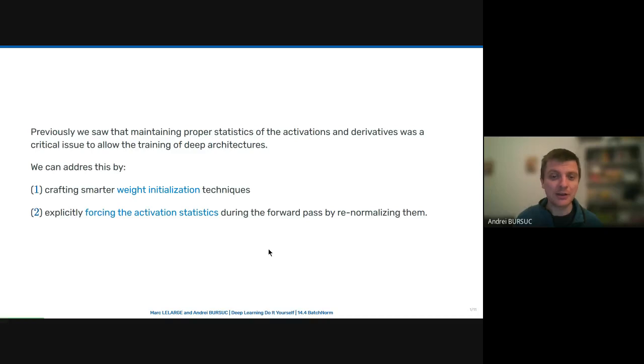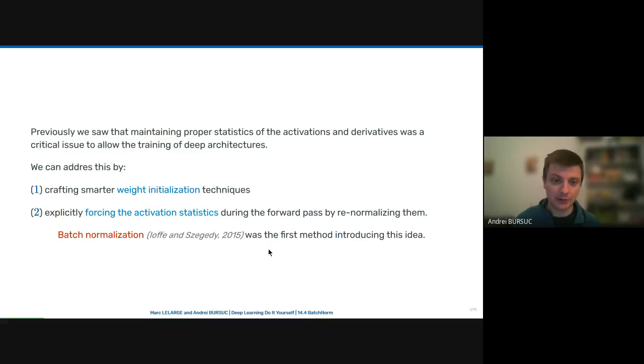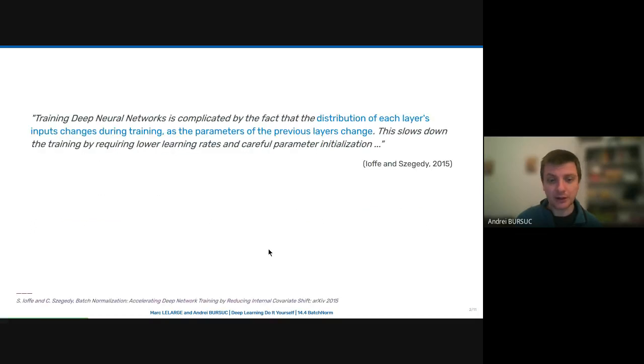Another way of addressing this is by explicitly forcing the activation statistics during the forward pass to follow a certain range of values, and we do that by renormalizing them. This is the case for batch norm. Batch normalization was actually the first method to introduce this idea. It's a very nice paper by Ioffe and Szegedy in 2015, and we'll discover how it does that. I will start first with a note from the original paper with the motivation of the authors for this problem.